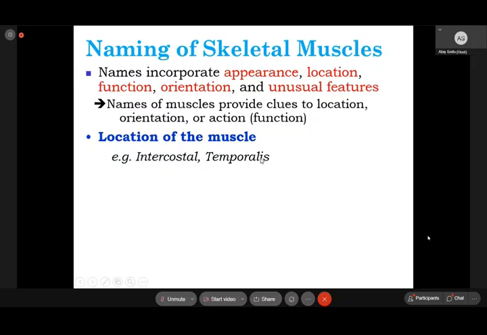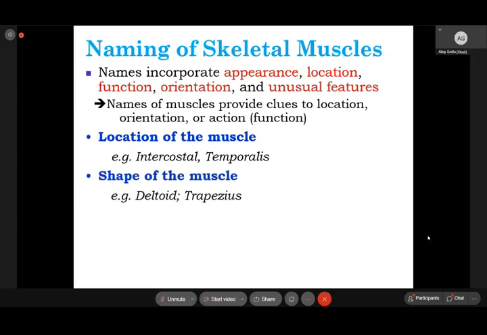The temporalis muscle is a muscle which originates from the temporal bone of the skull, which is specifically the cranial part.